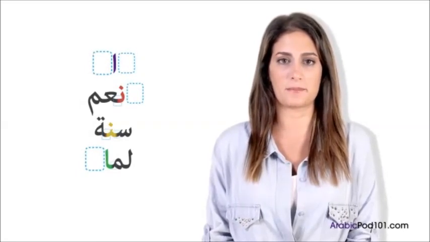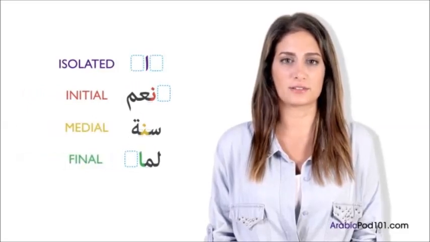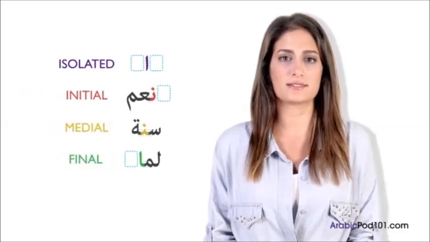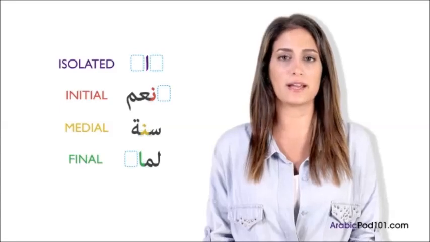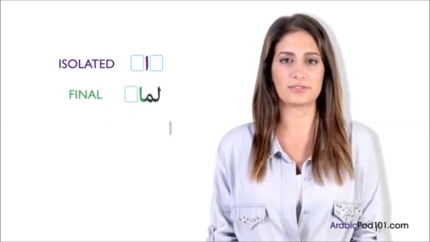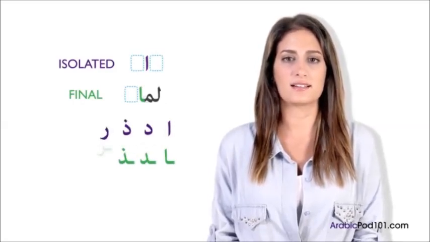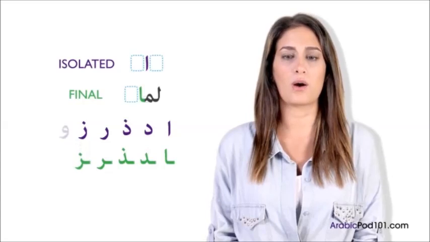Letters of the Arabic alphabet have four ways to connect to the letters before and after them: isolated, initial, medial, and final. However, there are letters that don't follow that rule and only have two forms of connection. They are alif, dal, dhal, ra, zayn, waw. Now let's review the letters we've learned so far.